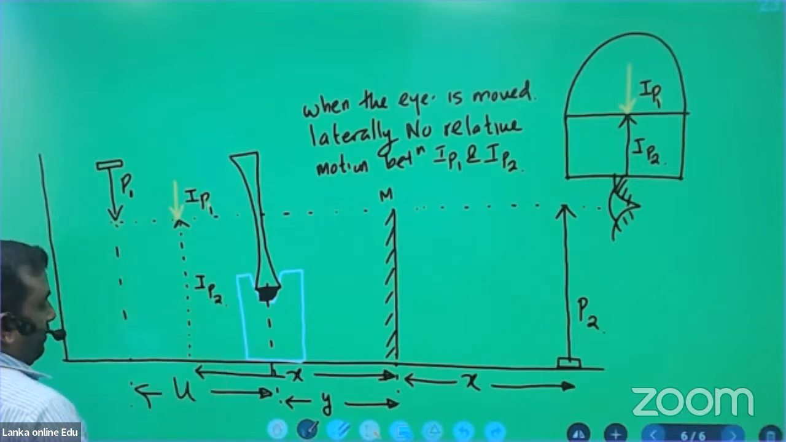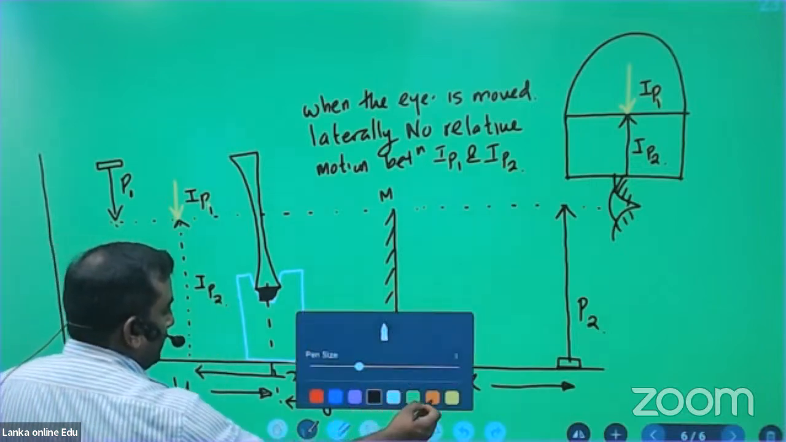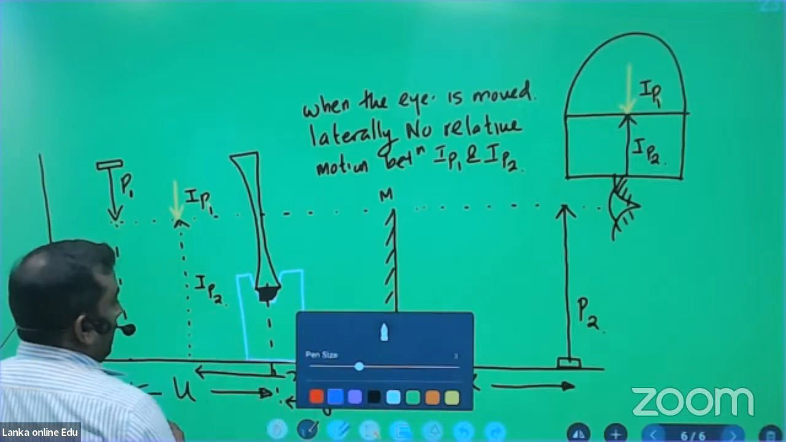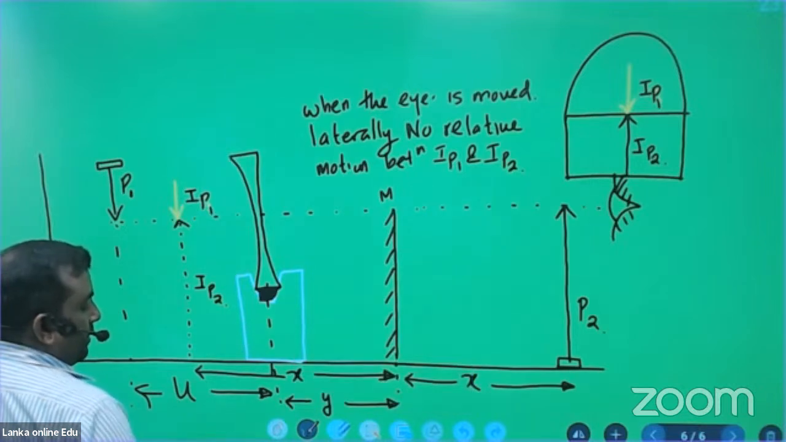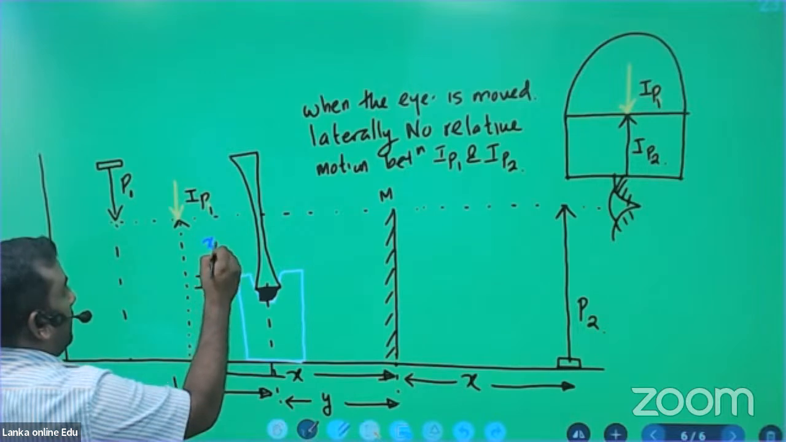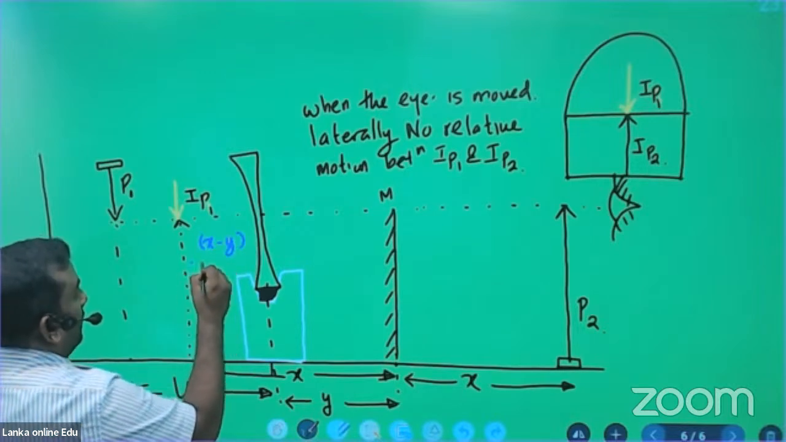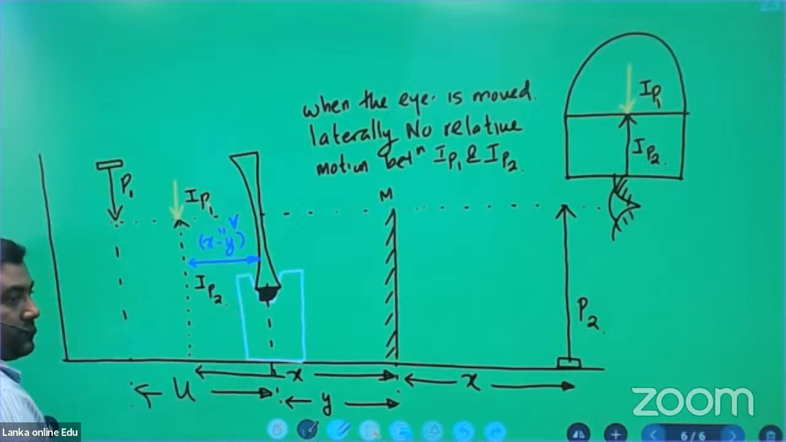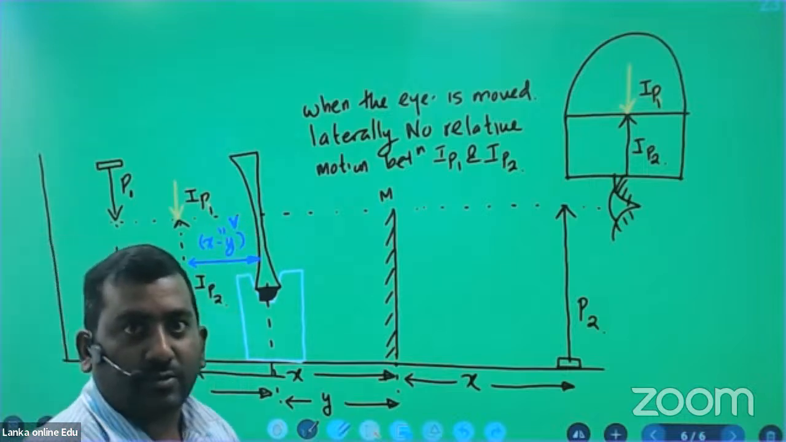Then what can you say about the image distance here? Image distance here is going to be what? Here X, here Y. This is X minus Y. X minus Y is the image location. Understood?